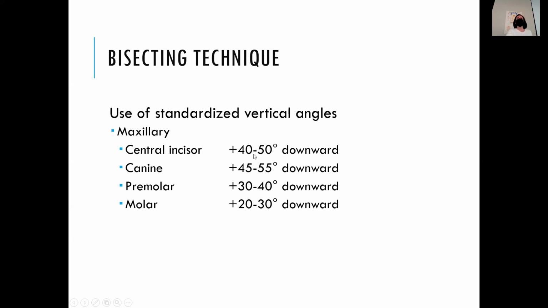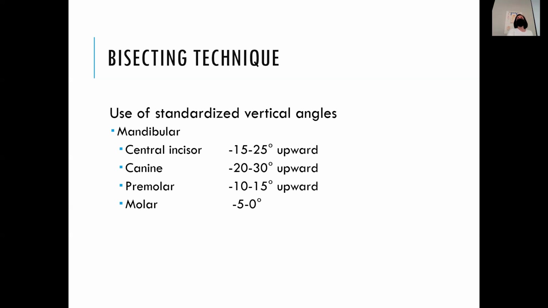If you're taking a central incisor, you're going to be 40 to 50 degrees downward. If you're taking a premolar, 30 to 40, and 20 to 30 for a molar. So the more anterior, the more sharp your angulation of your BID. This is just going to make a lot more sense when you actually get to do it hands-on. You can see it changes. Now you're going upwards for your mandible. So your BID should be pointing more up when you're doing your mandible, a little more down when you're doing your maxilla.